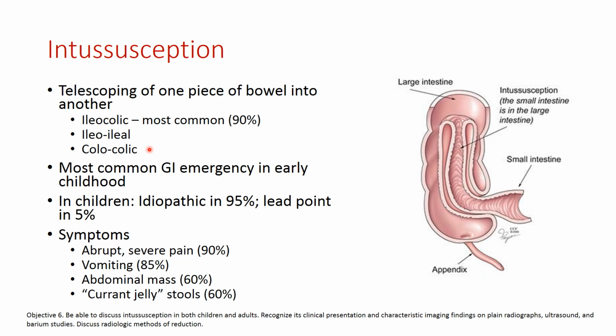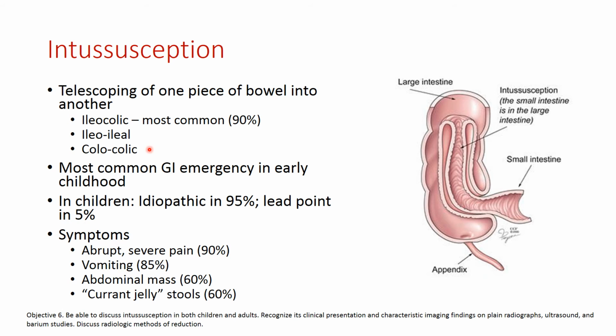Then what can happen is that normal peristaltic contraction, those normal peristaltic waves, can push that along the bowel, and the bowel, or the small bowel in this case, the ileum, will come along for the ride. And so when that lead point gets into the colon, the small bowel will also just come along for the ride into the colon. In children, we only find a lead point in 5% of those cases. The other 95% of the time, we call those idiopathic.